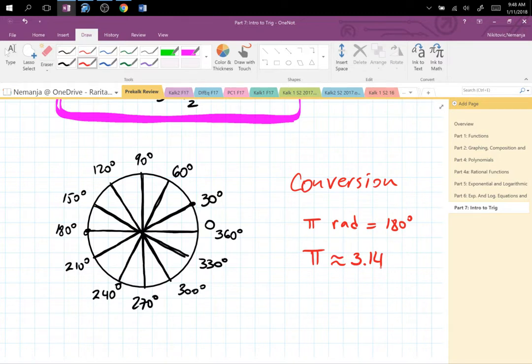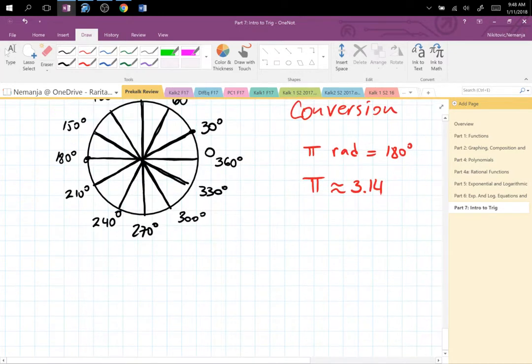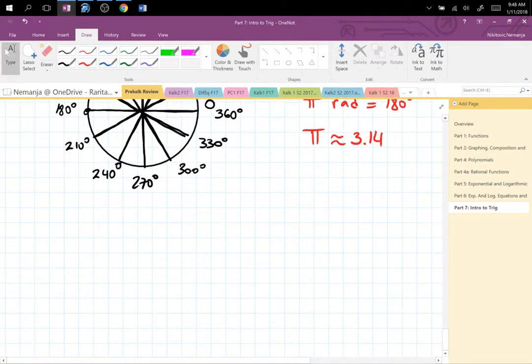So that's the introduction to angles. Well, there's more. So now the question is, can we have more than 360 degrees and more than 2 pi? And the answer is yes.